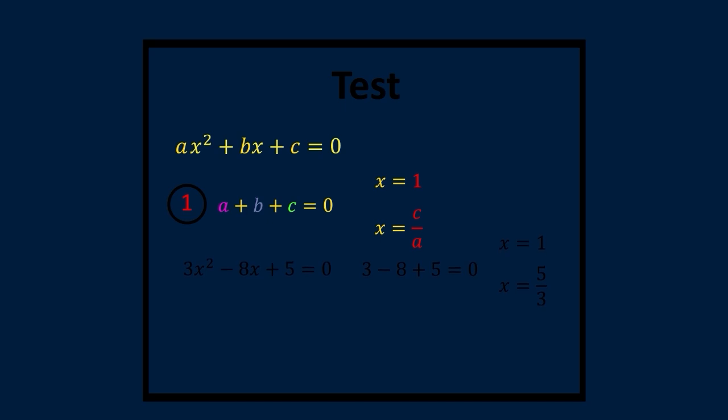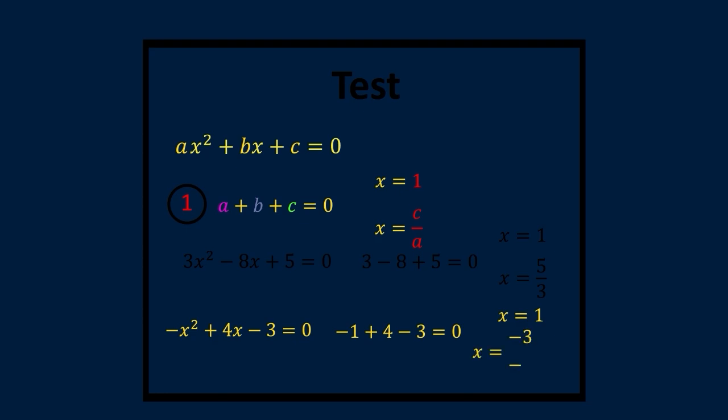Let's have a look at another example. Minus x squared plus 4x minus 3 equals 0. Like the recent one, if we add up minus 1 and 4 and minus 3, we'll get 0. So we can simply say that one of the answers is 1 and the other one is c over a. Here, minus 3 over minus 1 is 3.